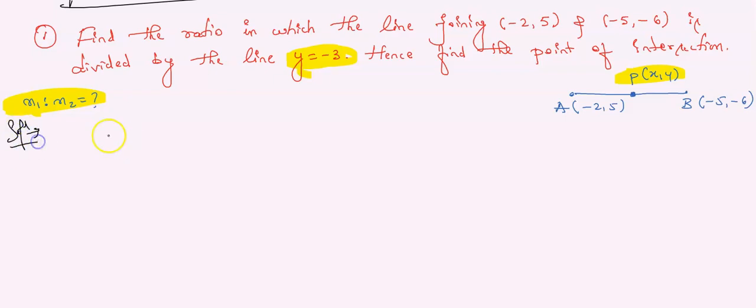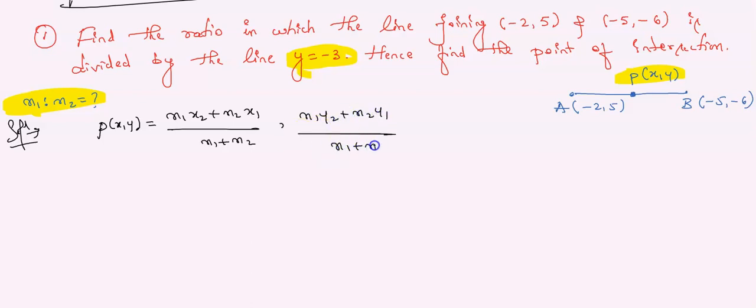Solution. We know that P of x comma y equals (m1 x2 plus m2 x1) by (m1 plus m2) comma (m1 y2 plus m2 y1) by (m1 plus m2). Now they have given the coordinate of y, correct? Y equals -3. Now we take the y coordinates. The y coordinate is (m1 y2 plus m2 y1) by (m1 plus m2). What is the value of y? Y equals -3.